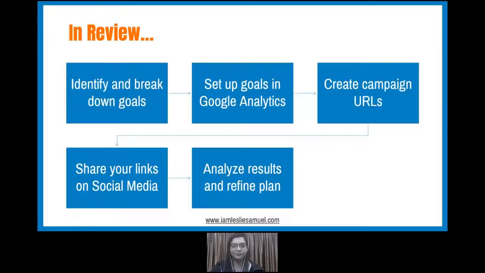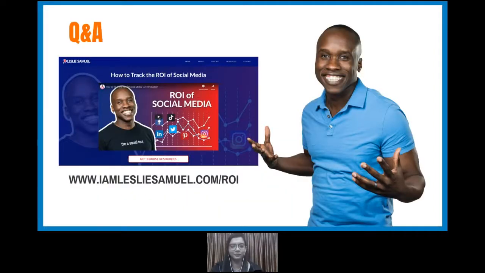So those are our five steps. Step number one, identify and break down the goals. Step number two, set up goals in Google Analytics. Step number three, we've created our campaign URLs. Number four, we shared our links on social media. And number five, we are analyzing our results and refining our plan. And that's pretty much it for the webinar and the training.